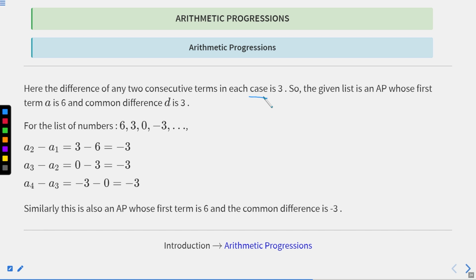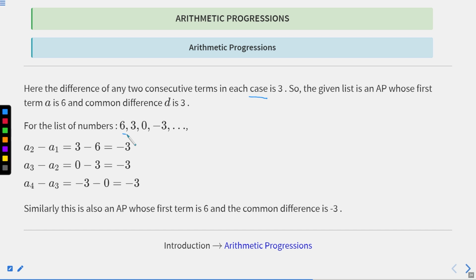So here we have this example: the list of numbers 6, 3, 0, minus 3, and so on. Now your first task is to check whether this list of numbers is an AP, and then find the first term of this AP and the common difference of this AP.